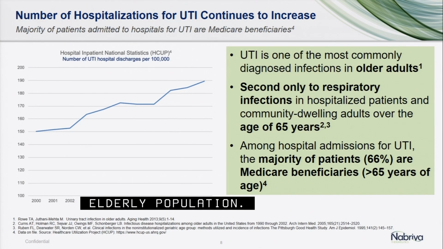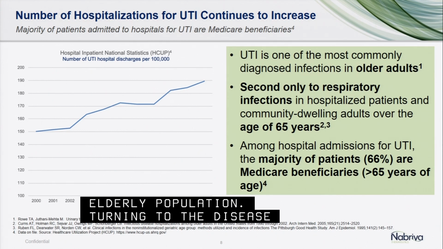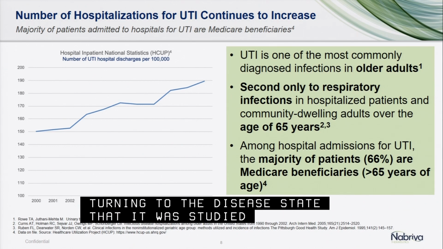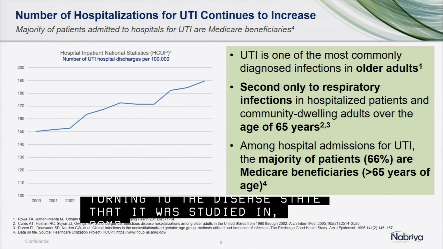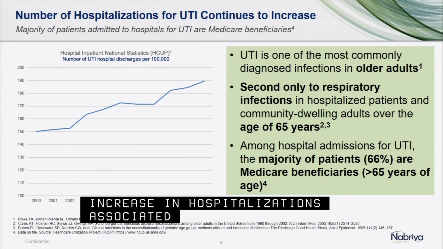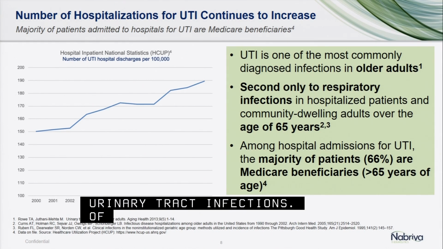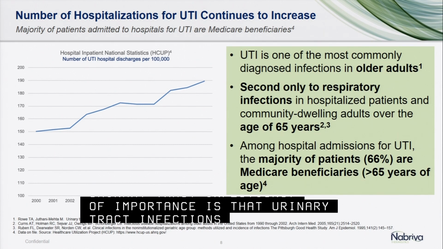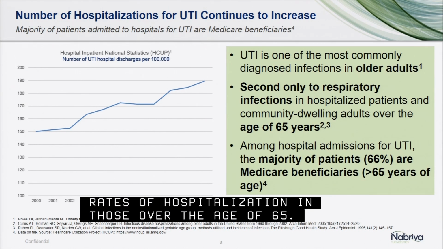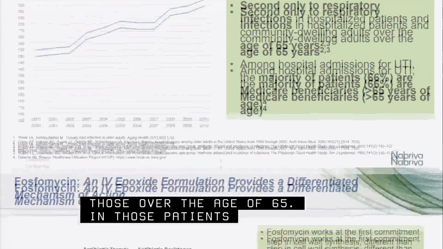Now, turning specifically to the disease state that Contipo was studied in, complicated urinary tract infections, there's also an increase in hospitalizations associated with complicated urinary tract infections. And of importance is that urinary tract infections are second only to respiratory infections in rates of hospitalization in those over the age of 65. And in fact, in those patients hospitalized with UTI, 66% are Medicare beneficiaries.